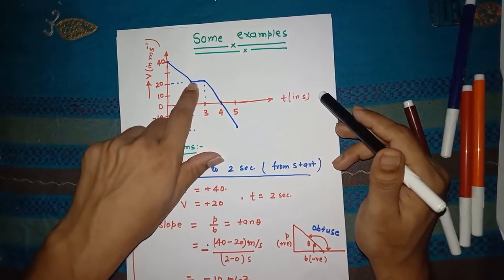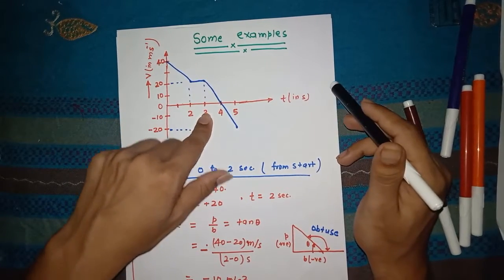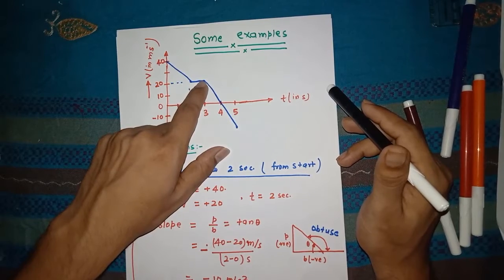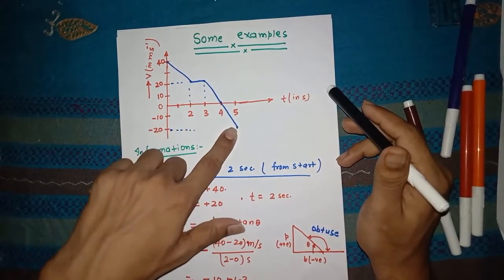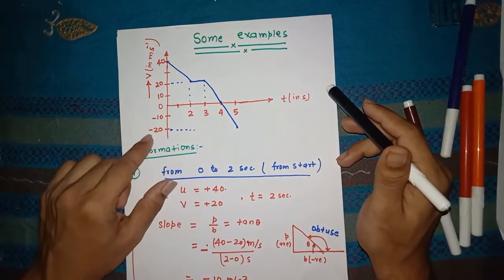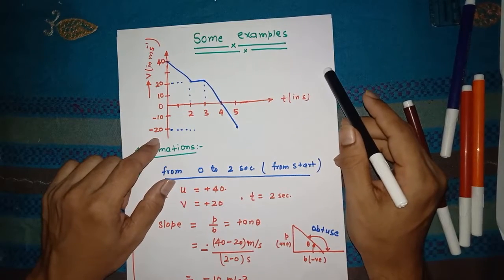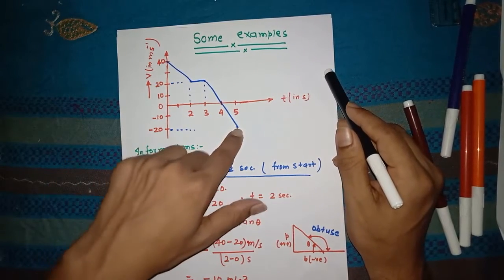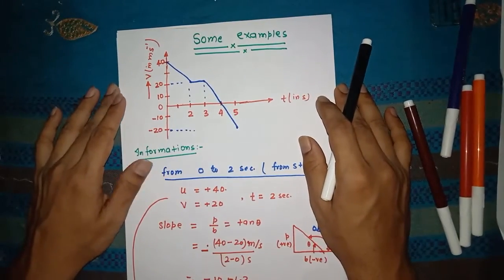Then it goes downward in a straight line up to 5 seconds, where the speed of this graph is minus 20 meter per second, given here. This is our graph. So how do you take information from this given graph?